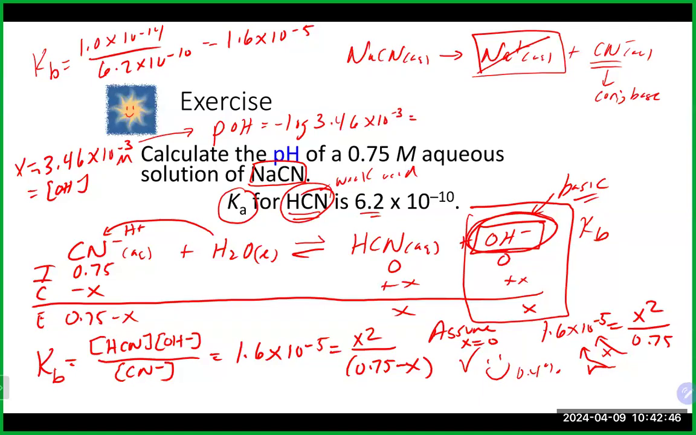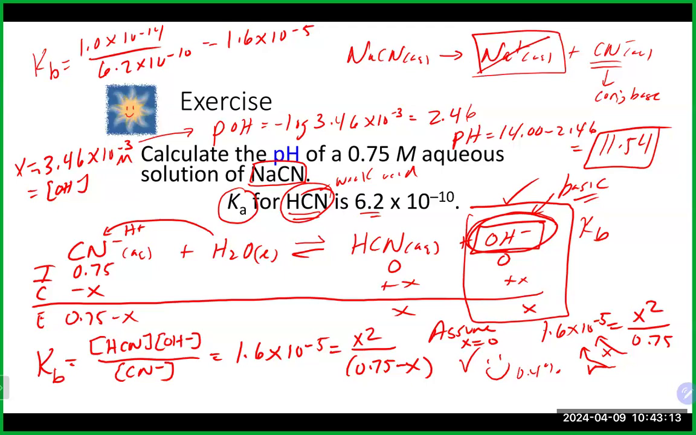Giving us a pOH here of 2.46. And now we can subtract from 14 and get to our pH. 14 minus 2.46 looks like 11.54 in this case, which is definitely basic, and again what we would expect based off of the original equation that we wrote.